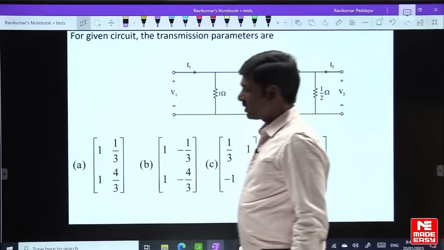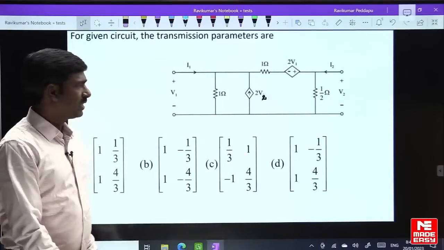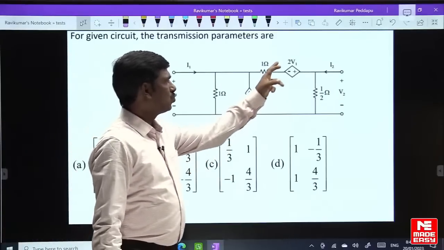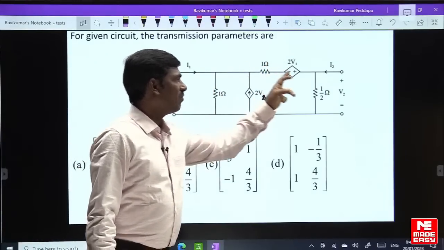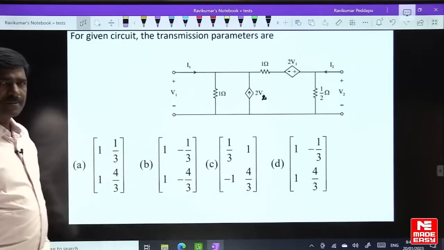For the given circuit, find the transmission parameters. Options are also given. This value is 2V2, 2V1, 1 ohm, 1 ohm, 1 by 2 ohms. Give the answer now, fast.